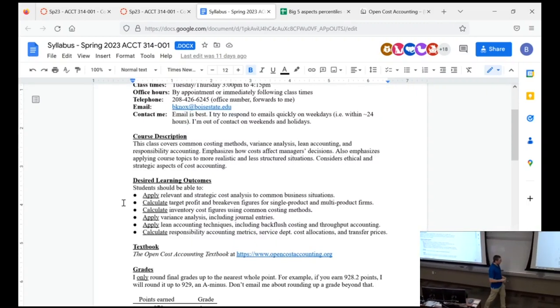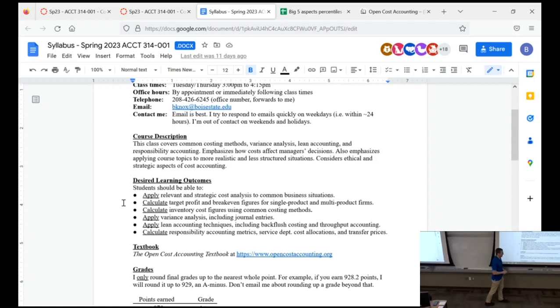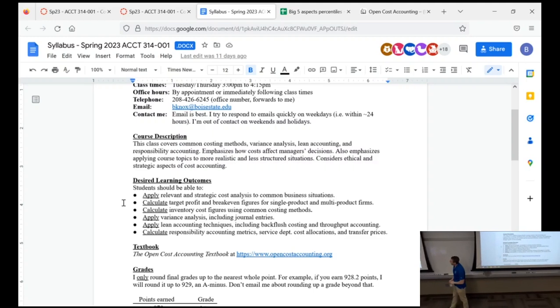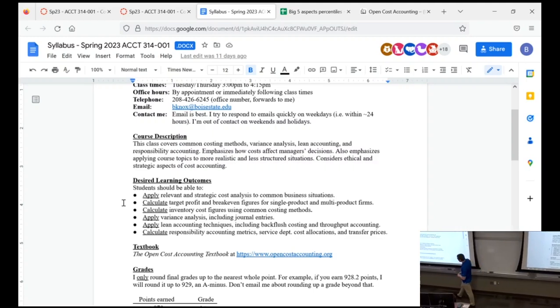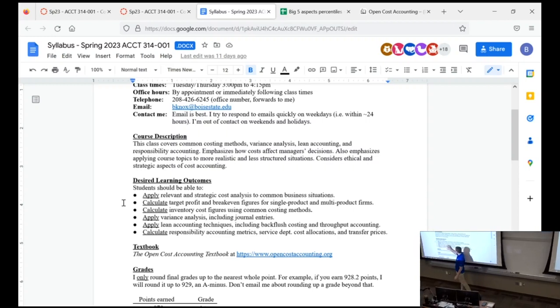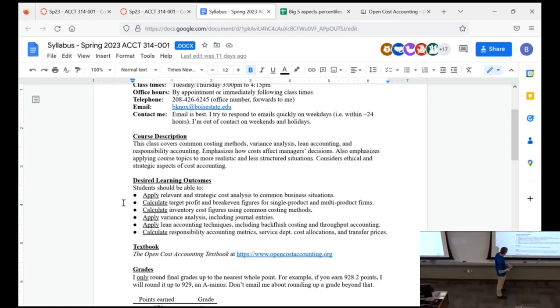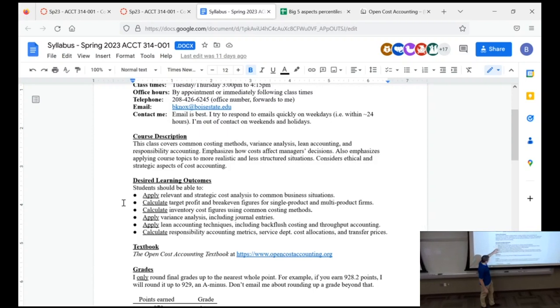We're going to want you to be able to apply relevant and strategic cost analysis to common business situations, and that maps to Chapter 2 primarily. Want to calculate target profit and break-even figures for single product and multi-product firms, and that maps to Chapter 3. Calculate inventory cost figures using common costing methods, that maps to Chapter 4, which we don't directly cover, but we cover it by proxy, I guess, and definitely Chapter 5 and Chapter 6. Those we're going to go over for a good number of weeks, be stuck in inventory costing because it's just so lovely. We're going to be able to apply variance analysis, including journal entries.